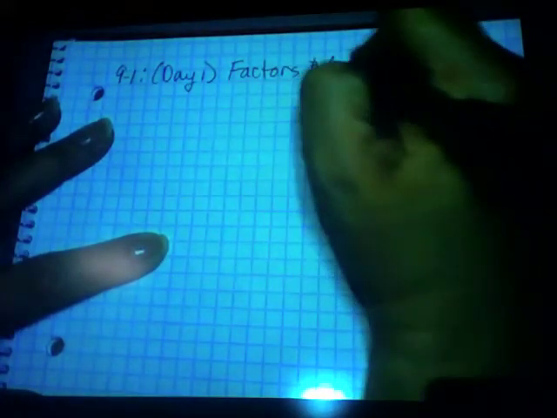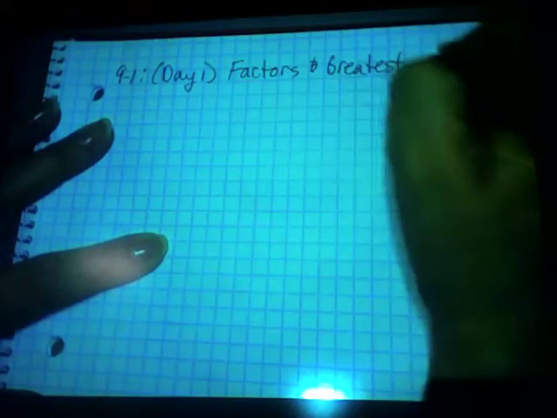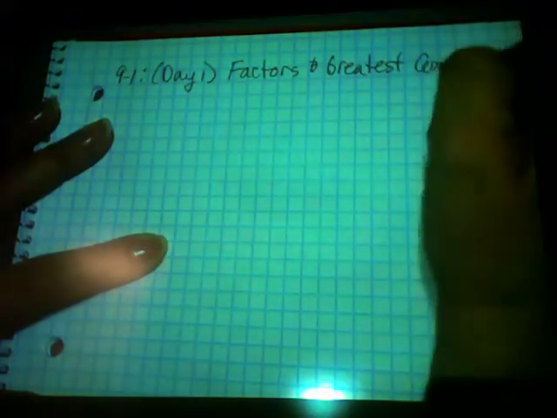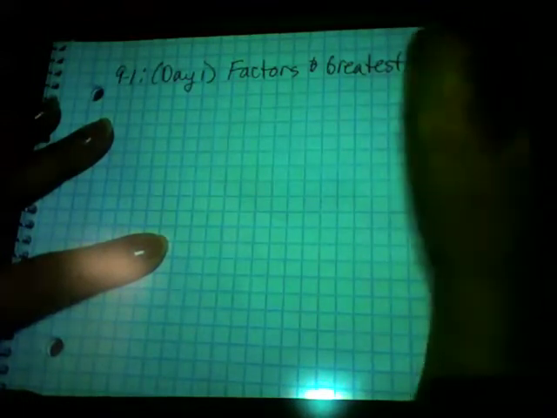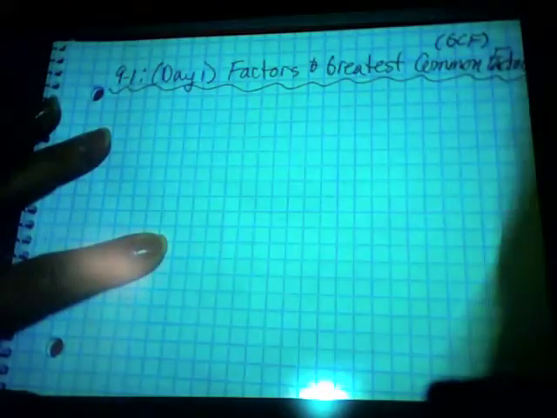All right, so this is day 1. And we're going to look purely at factors and greatest common factors. Which, for our purposes, you'll see me calling it GCF all the time, so we don't have to keep writing out greatest common factors.